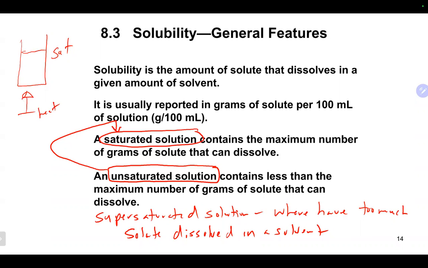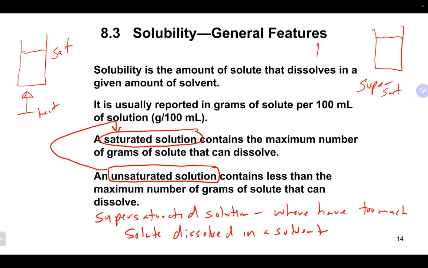By heating it up, it's going to do a couple of things. It's going to allow you to get more solid to dissolve as the temperature increases. It's also going to essentially evaporate off some of the water component of the solvent as well. And after you heat it up and get a lot more solid to dissolve, you'll end up with a supersaturated solution.